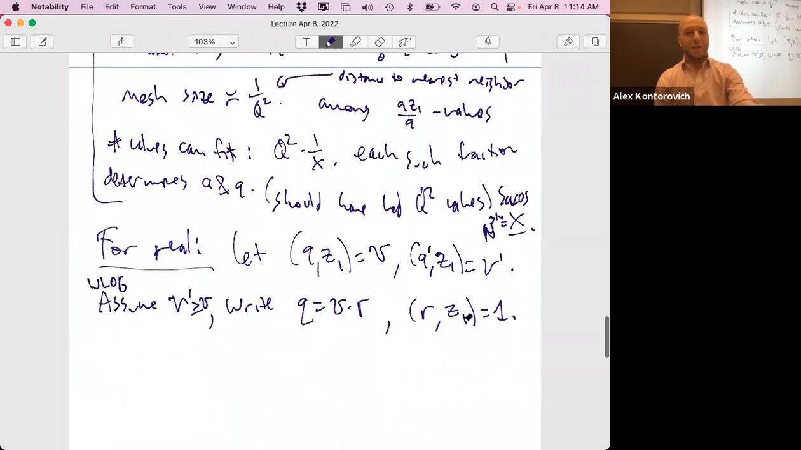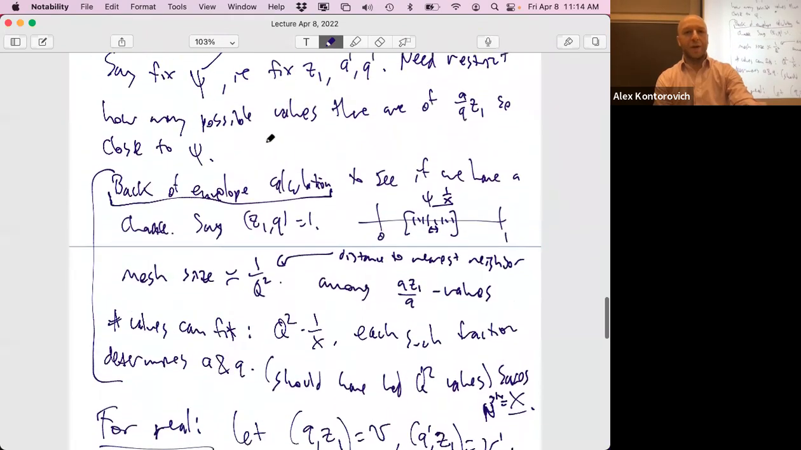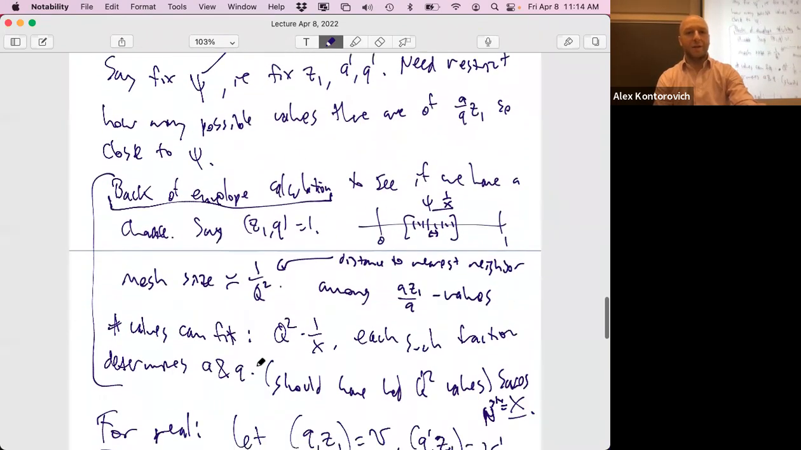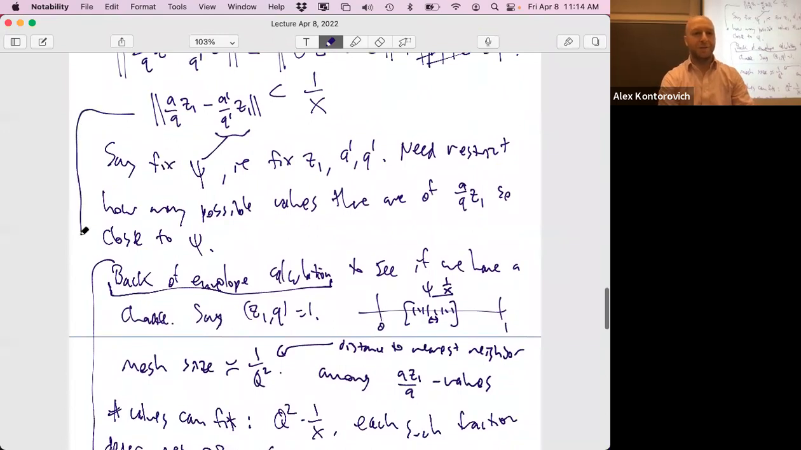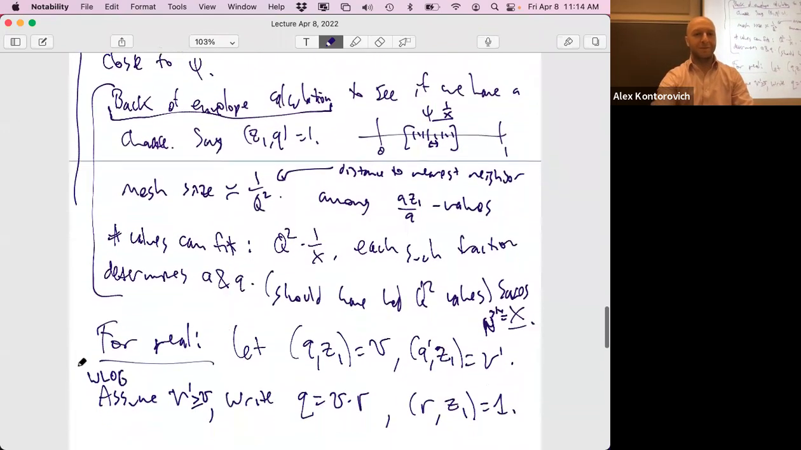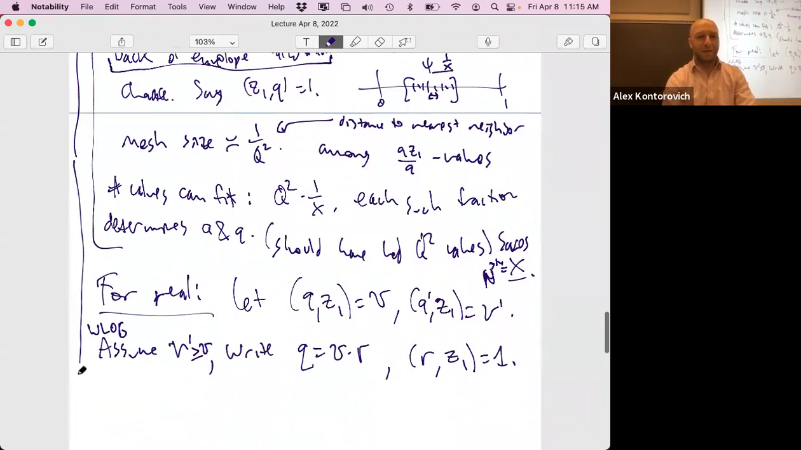Okay, so R and Z1 are co-prime. So I can write this equation. This equation becomes A, something over R, A times, okay, let's say Z1 is equal to V times B. Write it all out. Yeah, A times B. B is fixed. V is fixed because V is a divisor of Z1.